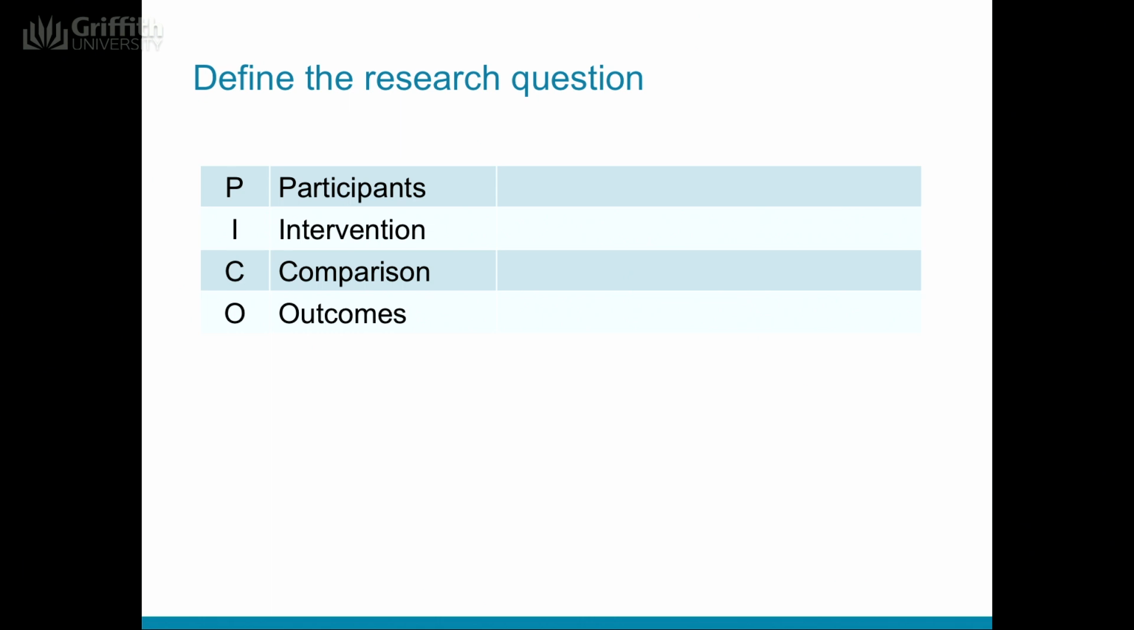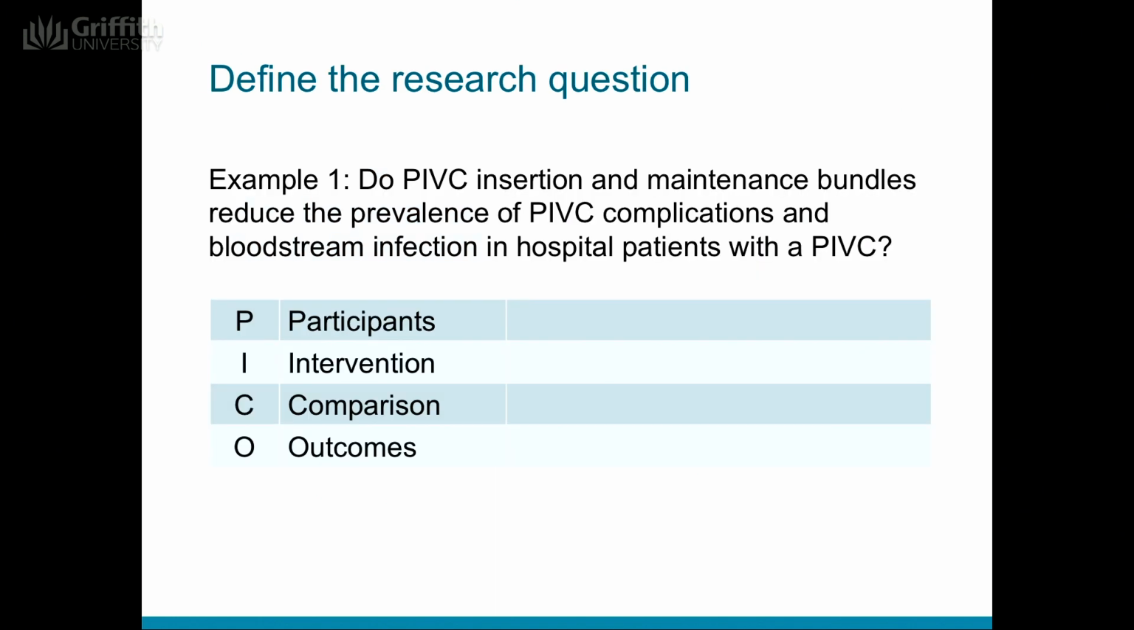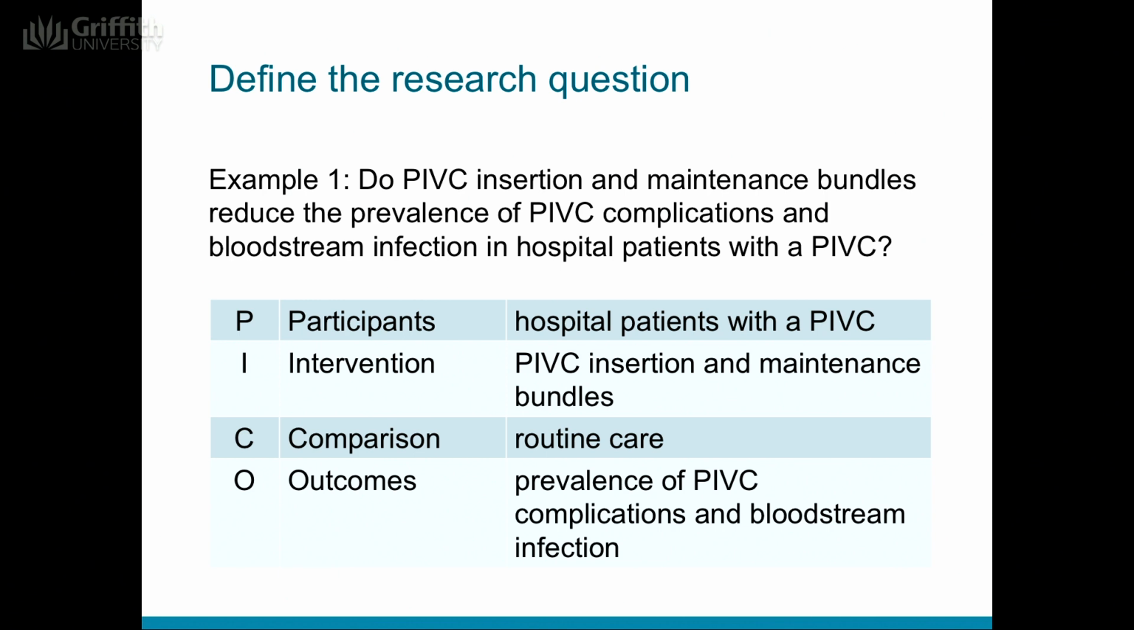This is done with a PICO format: participants, intervention, comparison, and outcomes. Now, my research question here, for example, is: do peripheral intravenous catheter insertion and maintenance bundles reduce the prevalence of PIVC complications and bloodstream infection in hospital patients with a PIVC? In this example, my participants are the hospital patients with a PIVC. The intervention would be the insertion and maintenance bundles. The comparison would be routine care. And the outcomes are prevalence of PIVC complications and bloodstream infection.